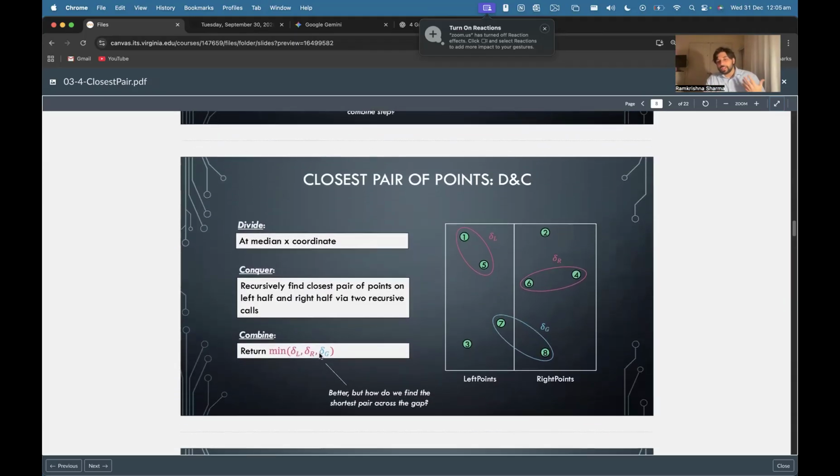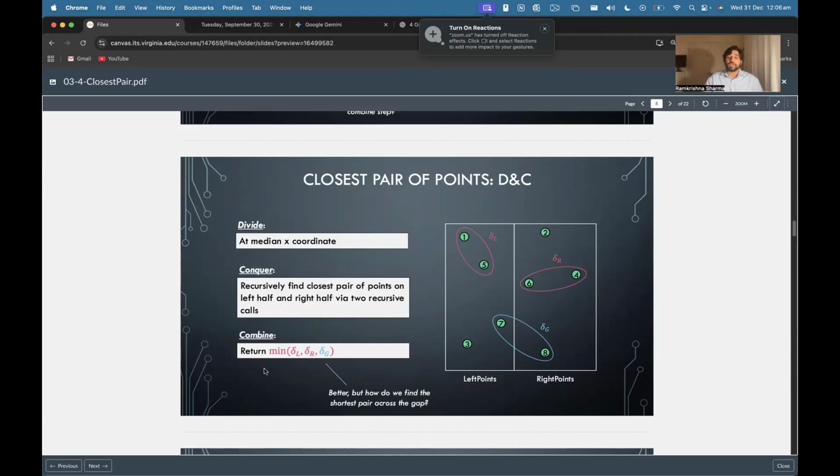Now, the issue here is that there's one other possible pair that we haven't considered, and that is specifically if you have a pair where both, basically, the participants in that pair are across the dividing line. In this case, 7 and 8 are across the dividing line. And what if that happens to have a distance that is in fact smaller than delta R and delta L, right? It's the smallest distance amongst all possible pairs between two particular points.